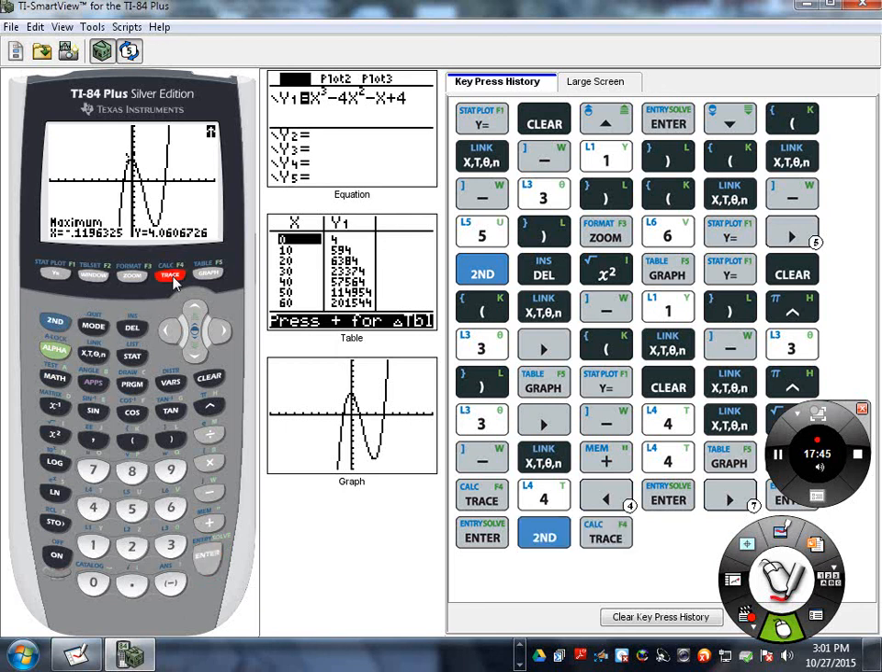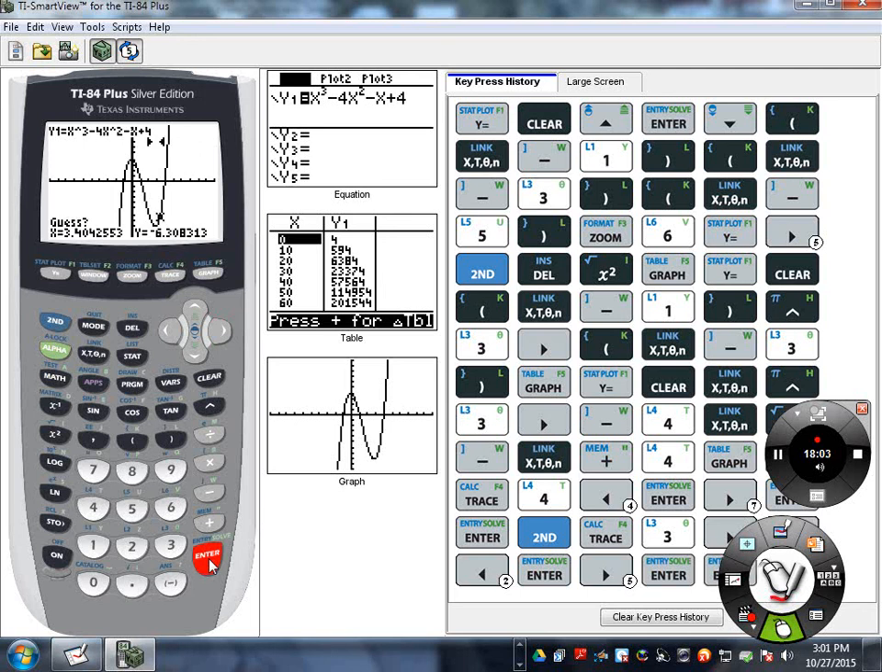I'm going to do second calculate again, and this time I'm going to choose minimum, and I'm going to scroll over here to calculate this relative minimum. So again, it's asking me for a left bound, so I'm going to go to something that is to the left of the minimum I'm trying to calculate and press enter. Right bound means to the right, and I will press enter. And I want it to guess, so I press enter again. And I will get the point 2.79, negative 8.21. Those are my relative maximum and relative minimum for that graph.